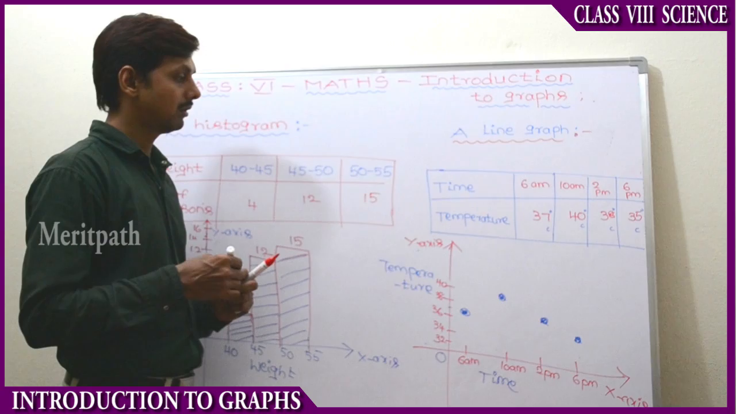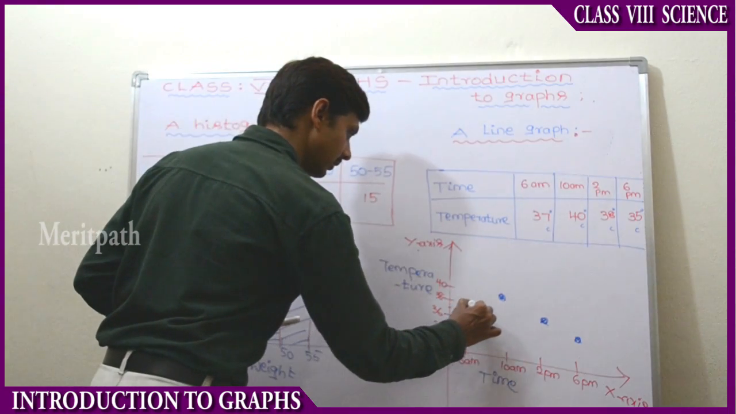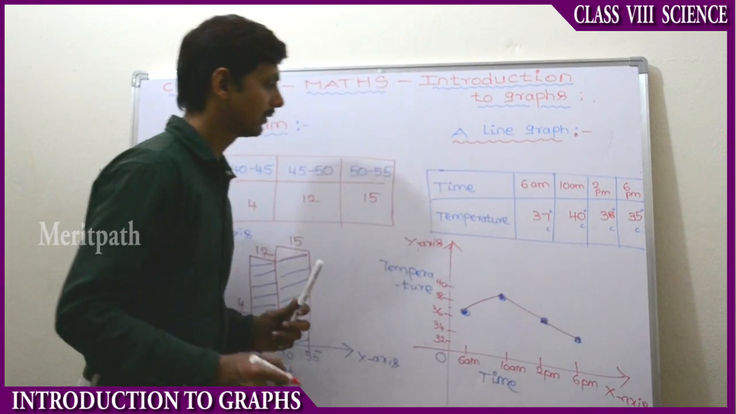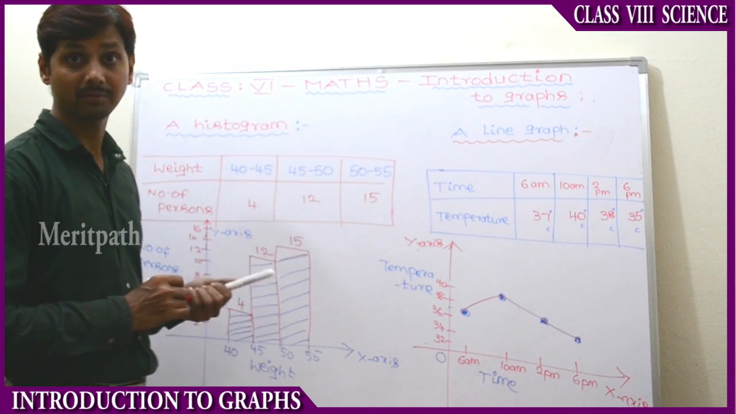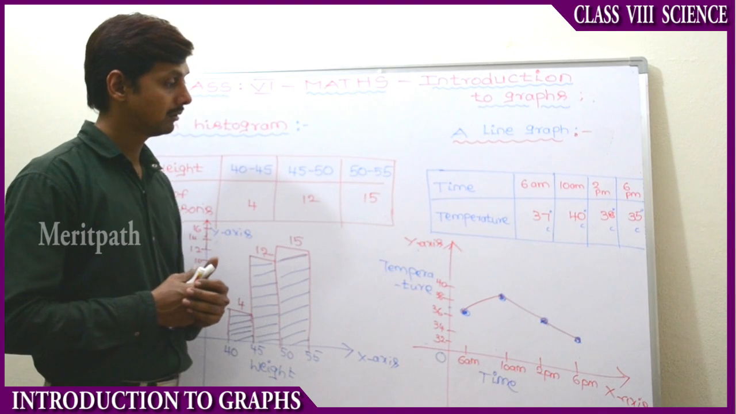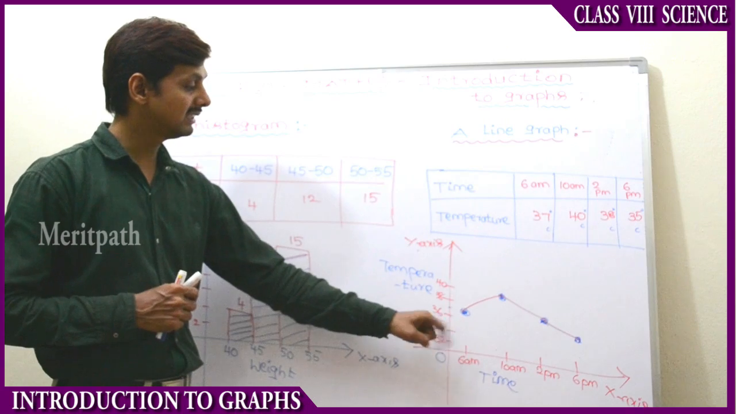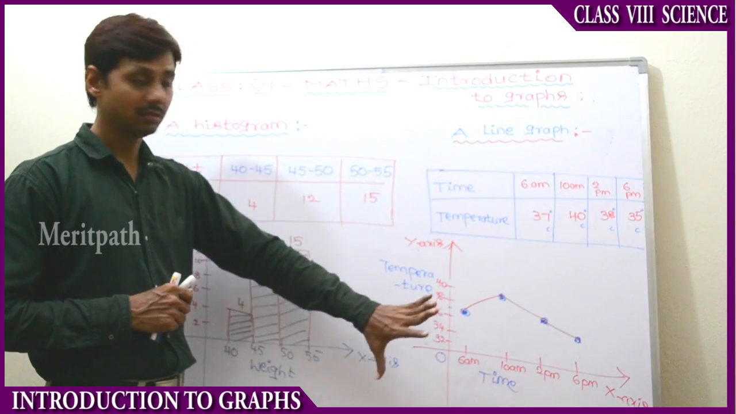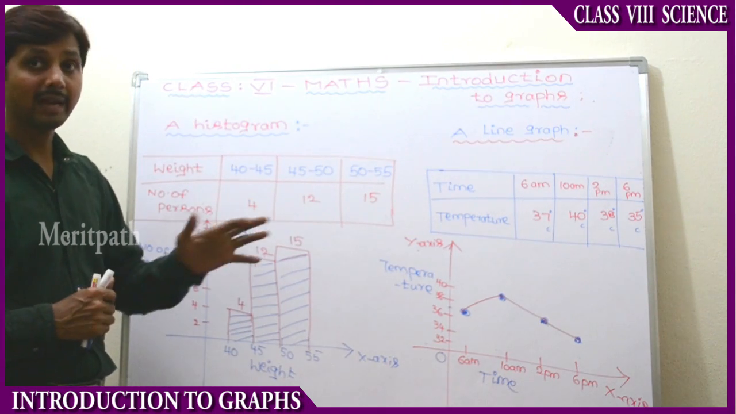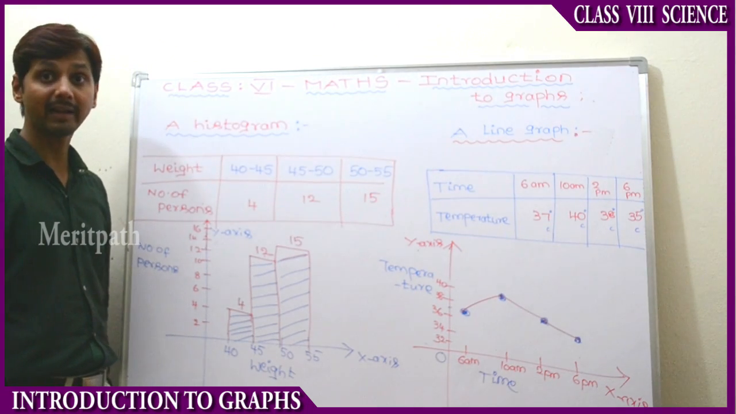Now when we join all the points with straight lines, this is called a line graph. We use the lines to join all the points to represent this information: 6 a.m., 37 degrees, 10 a.m., 40, and so on. All the information we have plotted on the graph. It's a line graph. So up to now we have discussed the histogram and the line graph.